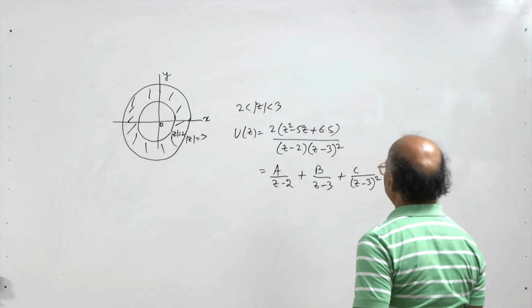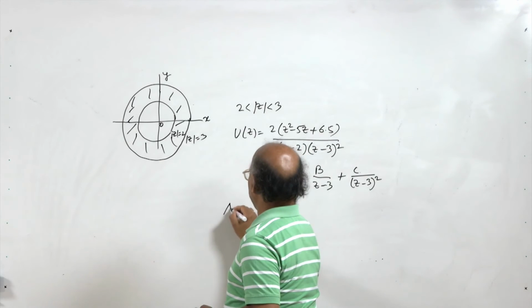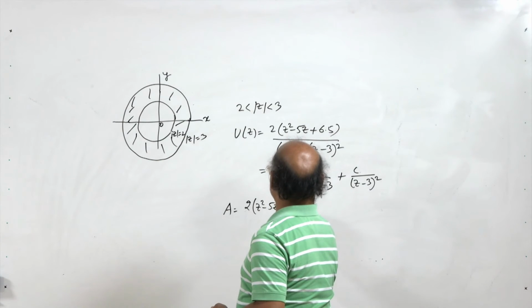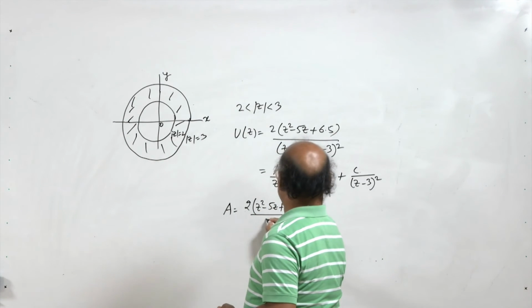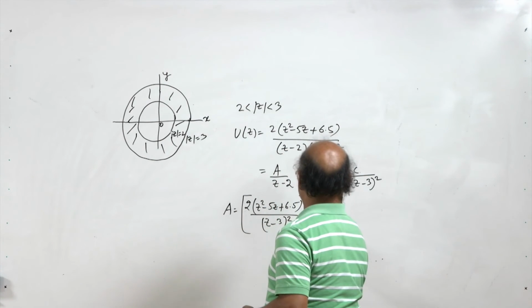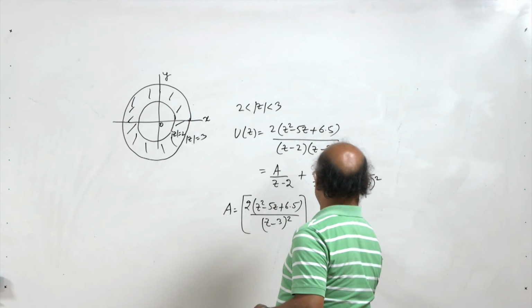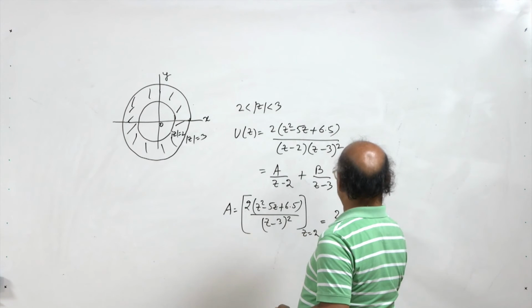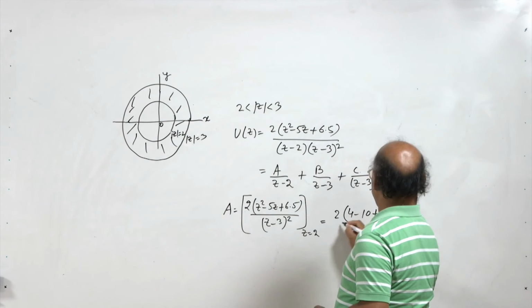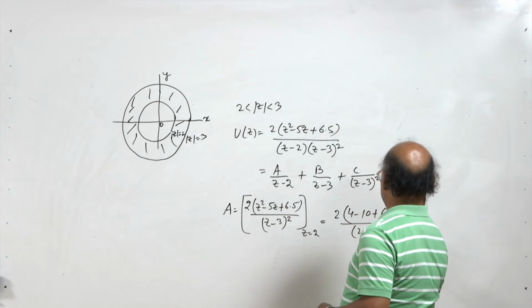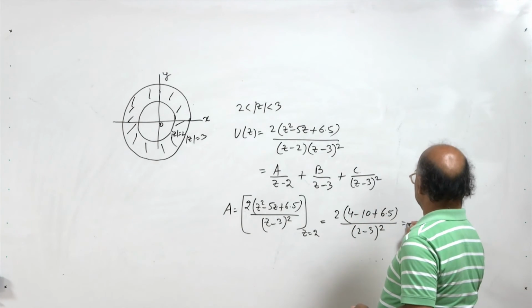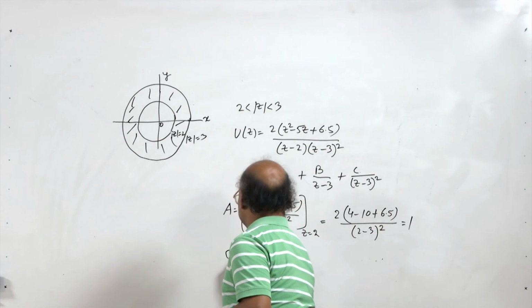We can determine the values of A, B, C very easily. A is equal to (2z² − 5z + 6.5)/(z − 3)² evaluated at z = 2. Putting z = 2, we have (2(4) − 10 + 6.5)/(2 − 3)². So this is 1, and here we have 10.5 − 10, so we get 0.5 into 2, which is equal to 1.